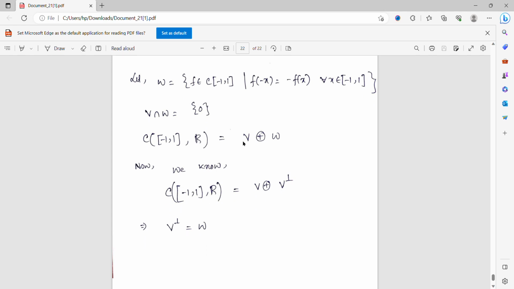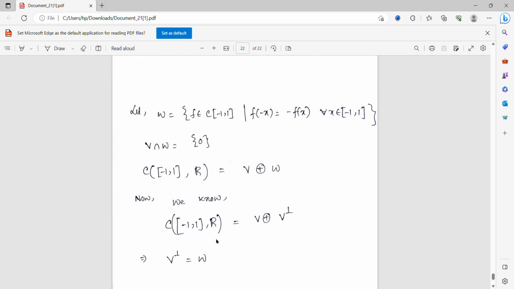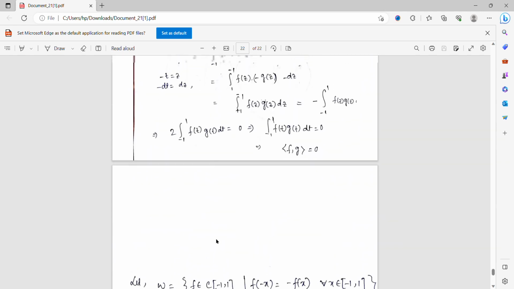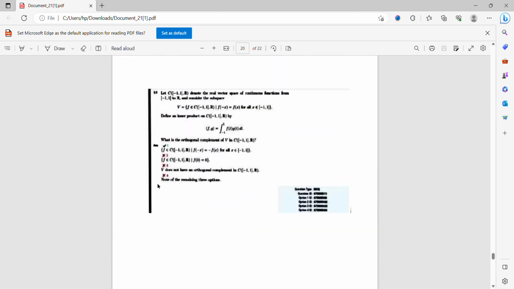So how can I conclude from this to this? I will not explain it, it is a simple thing, but you may think about why this is true. If the whole space is a direct sum of V and W, and it is also a direct sum of V and its orthogonal complement, then definitely both are equal. So here this is done. In this question, the first option is the correct answer.